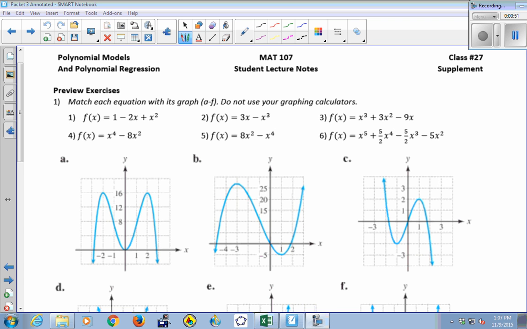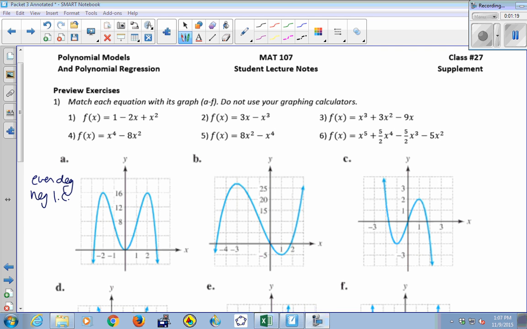So let's look at this first graph. Both arms down, right? So is it even or odd degree? Even degree. Positive or negative leading coefficient? Negative. So let me just jot this down. Even degree. And the degree, remember, is the highest power on x. And then negative leading coefficient. Just write LC for leading coefficient.